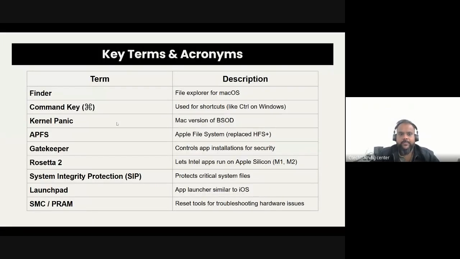Kernel panic is the Mac version of BSOD. APFS is the same thing as NTFS, but it's Apple's proprietary file system. Gatekeeper controls apps and installation for security. Rosetta 2 lets Intel apps run on Mac Silicon chips like M1 and M2. System Integrity Protection, or SIP, protects critical system files. Launchpad launches apps, similar to iOS. SMC or PRAM is a reset tool for troubleshooting hardware issues.